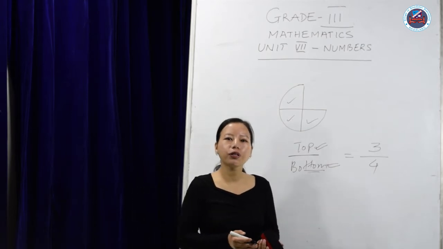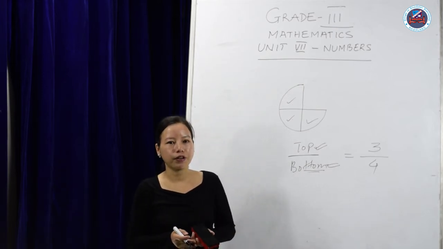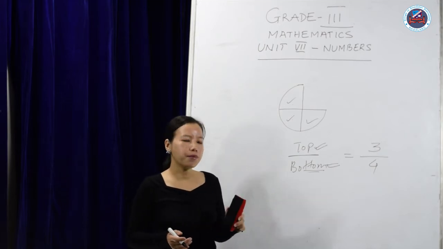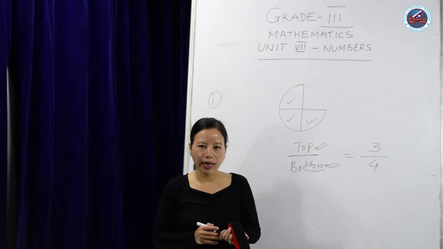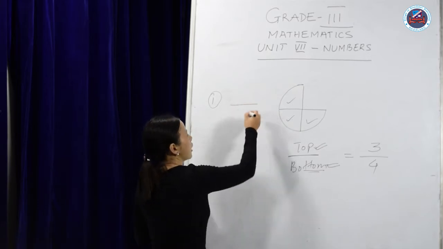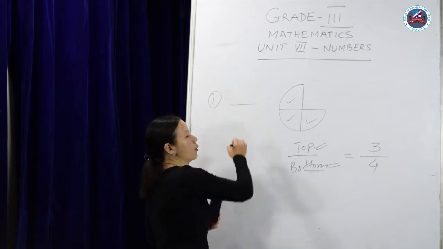Alright, now we will go to the types of fractions. We have so many different types of fractions. Let us learn one by one. Alright, so the first type of fractions, we call it the proper fractions. Okay, so in a proper fraction, the bottom number will always be bigger and the top number will be smaller.